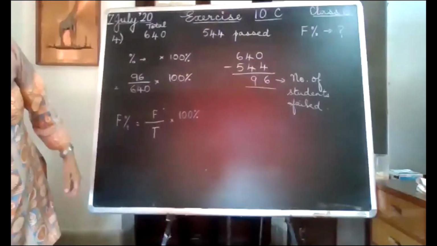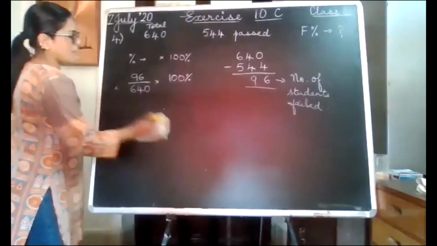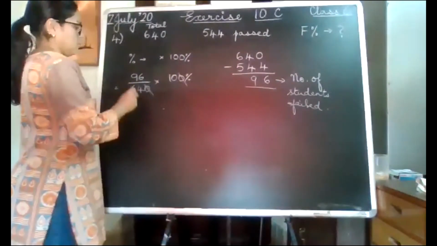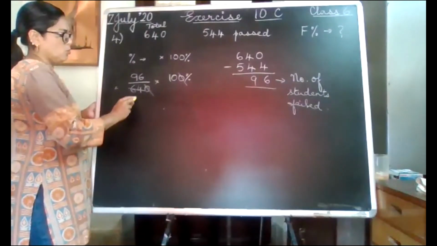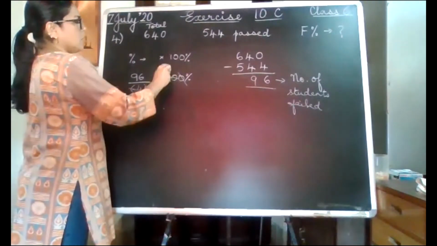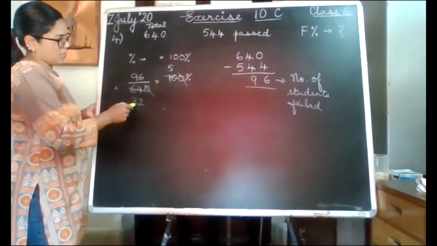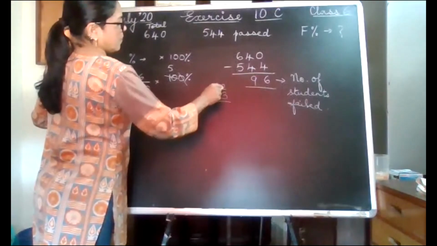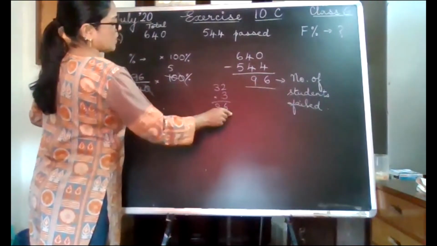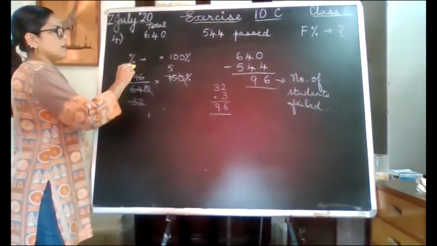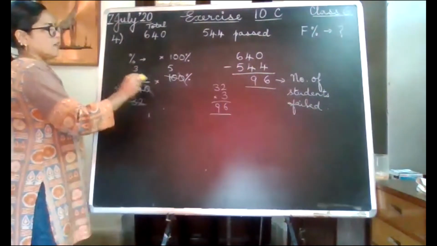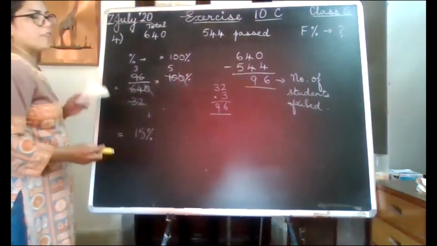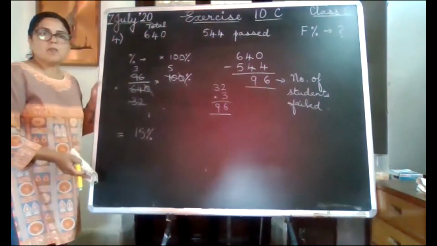Now you do the reducing. Okay, this needs to come above this. Now both of these are divisible by 2. 2 32s are 64 and 2 5s are 10. Now 32 3s are this side. Let me check. 3 2s are 6, 3 3s are 9. 3 5s are 15. The percentage of students who failed the exam is 15%.